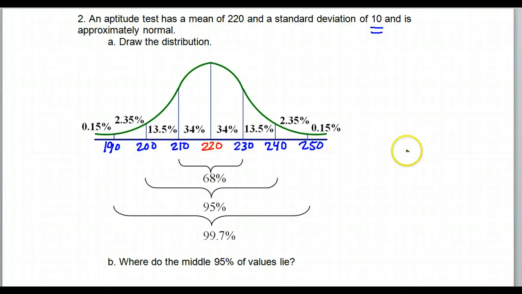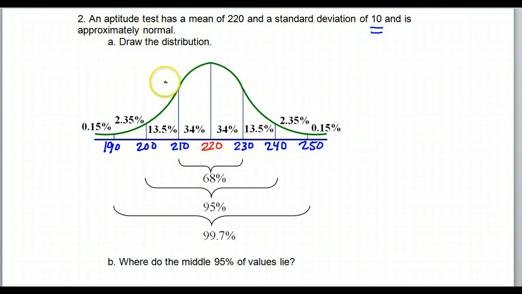Okay, now we can answer some questions. Where do the middle 95% lie? The middle 95%, well, that's 2 standard deviations in both directions. So that's going to be from 200 to 240. So those are the scores.